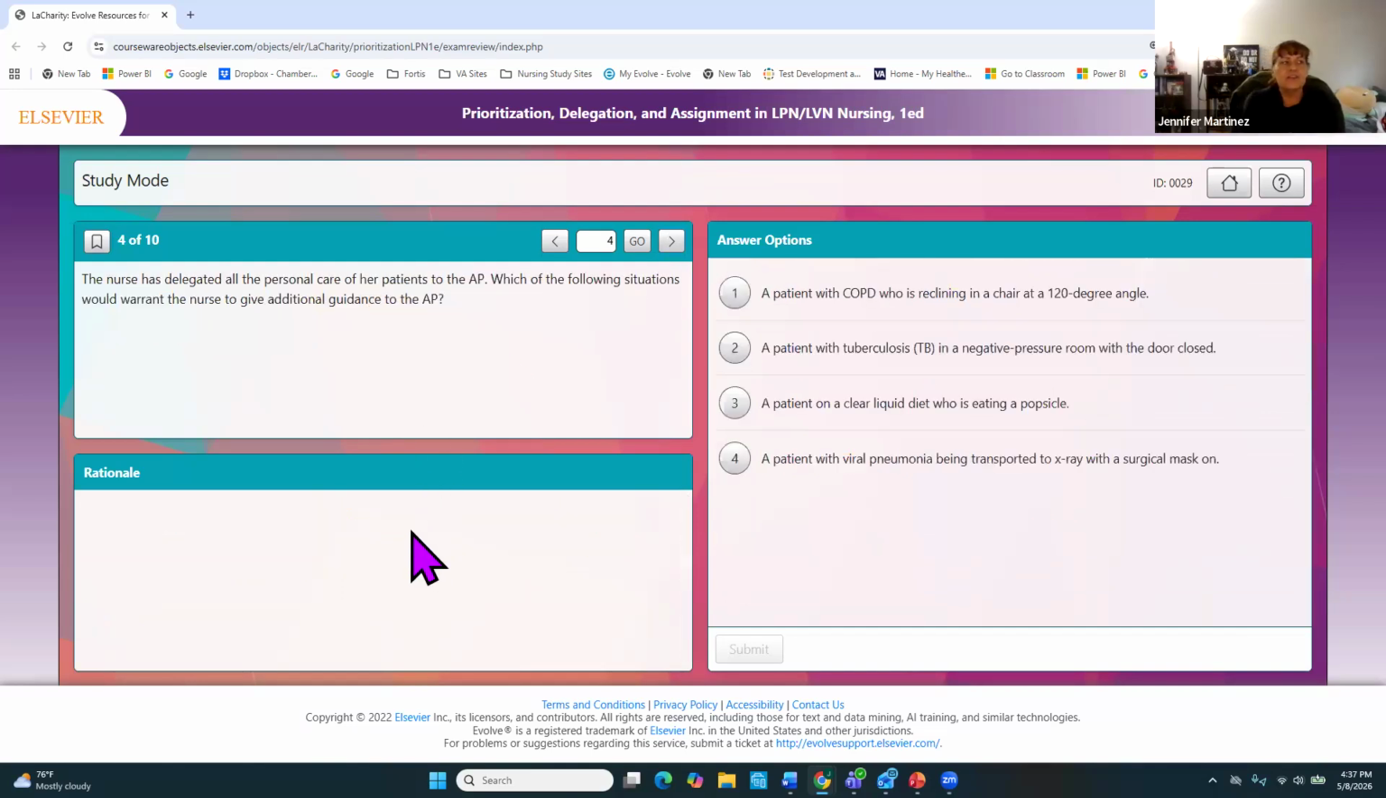All right. The nurse has delegated all the personal care of her patients to the assistive personnel. Which of the following situations would warrant the nurse to give additional guidance to the assistive personnel? 1, a patient with COPD who is reclining in a chair at a 120-degree angle. 2, a patient with tuberculosis in a negative pressure room with the door closed. 3, a patient on a clear liquid diet who is eating a popsicle. Or 4, a patient with viral pneumonia being transported to X-ray with a surgical mask on.